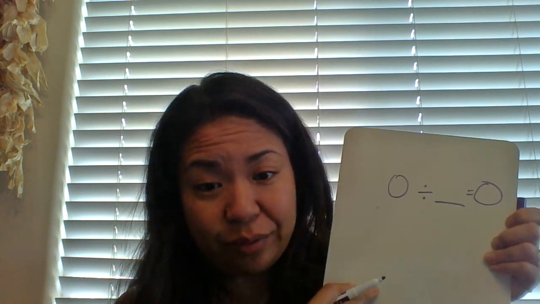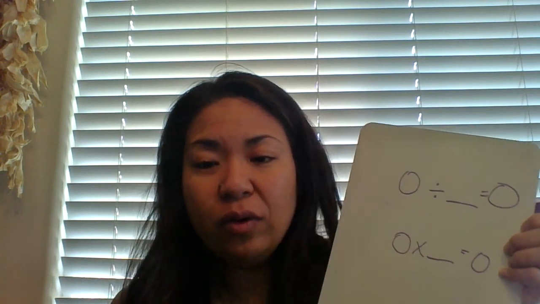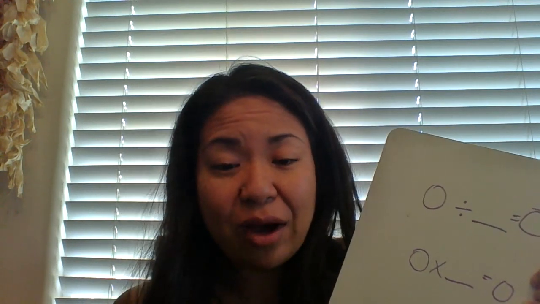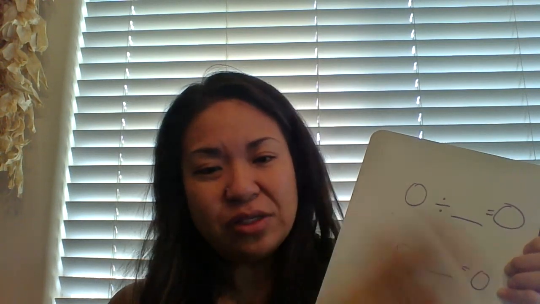All right. Finally, the rule of 0 when we divide is so similar to the rule of 0 when we multiply. 0 divided by any number will always equal, you guessed it, 0. Always, okay? It's like saying 0 times any number equals 0. We know that when we multiply with 0, it always equals 0. Here's the great thing about 0. It's the same thing when we divide.